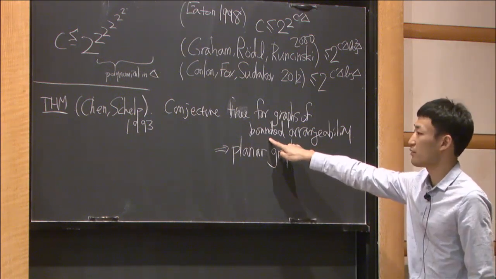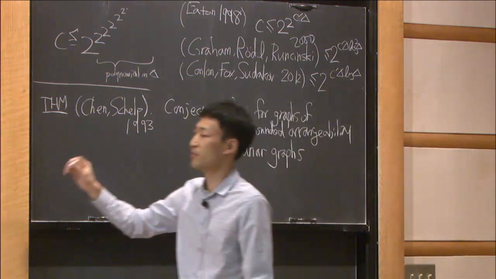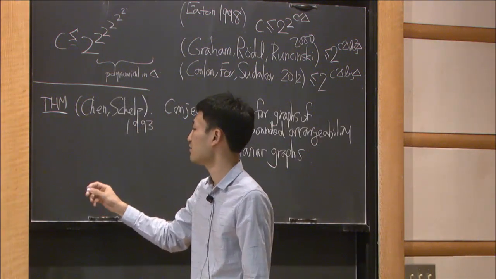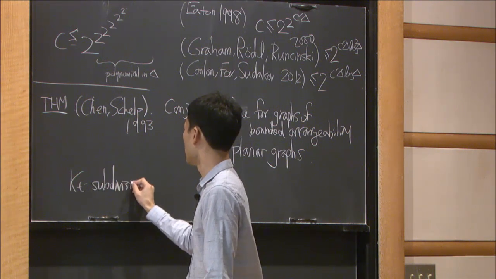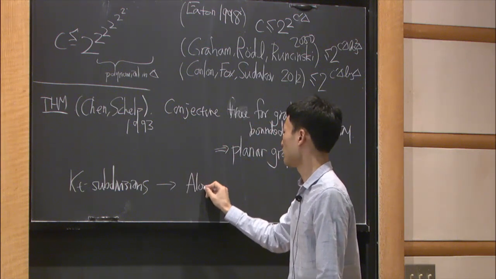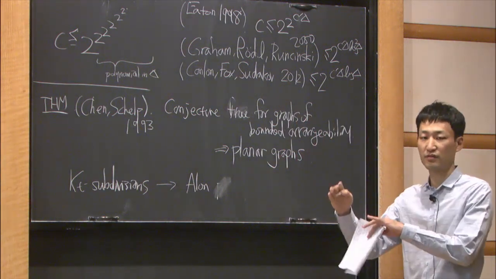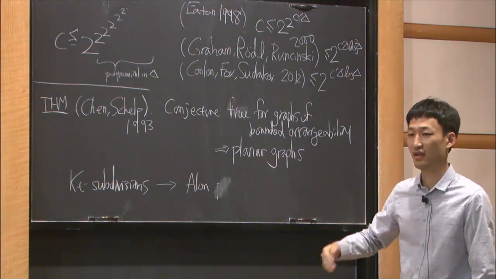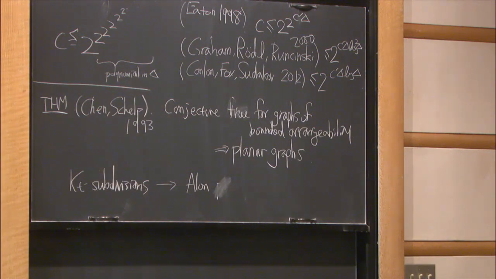And so one class which is not arrangeable but has bounded degeneracy is K_t subdivisions. Noga Alon proved that it's true for K_t subdivisions. So people are slowly getting closer to degeneracy, one step at a time. And Noga's result, I believe, is from 1994.